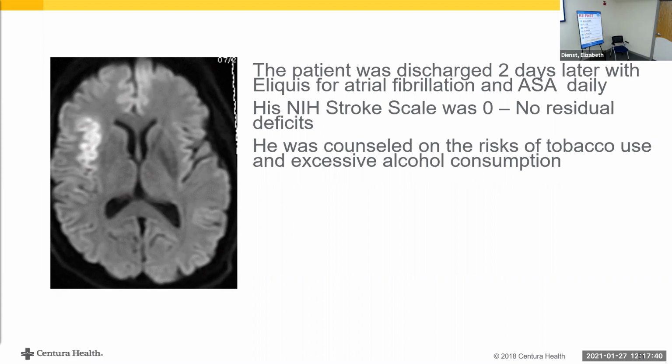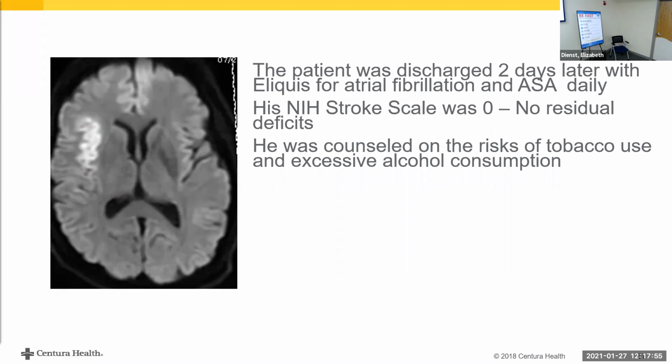Now we counsel them because his biggest risks are tobacco, that he smokes cigarettes, and excessive alcohol consumption. Both of those are going to increase your risk of both ischemic stroke and hemorrhagic stroke.